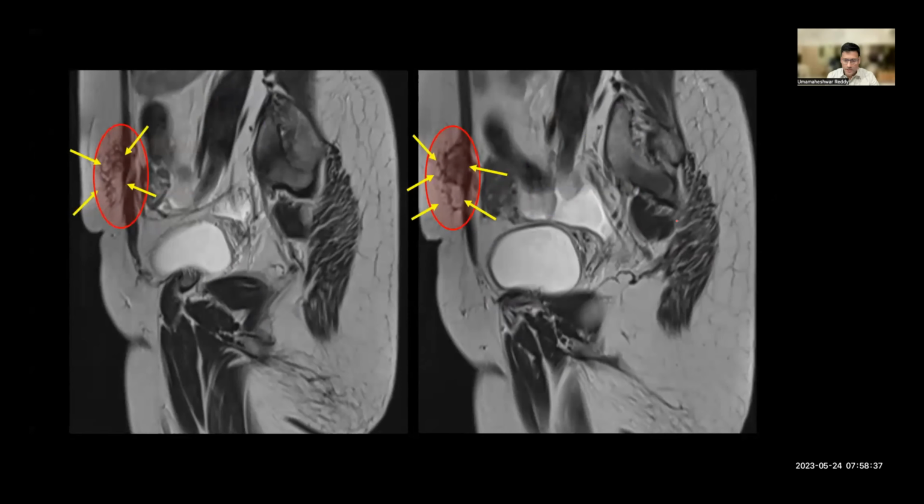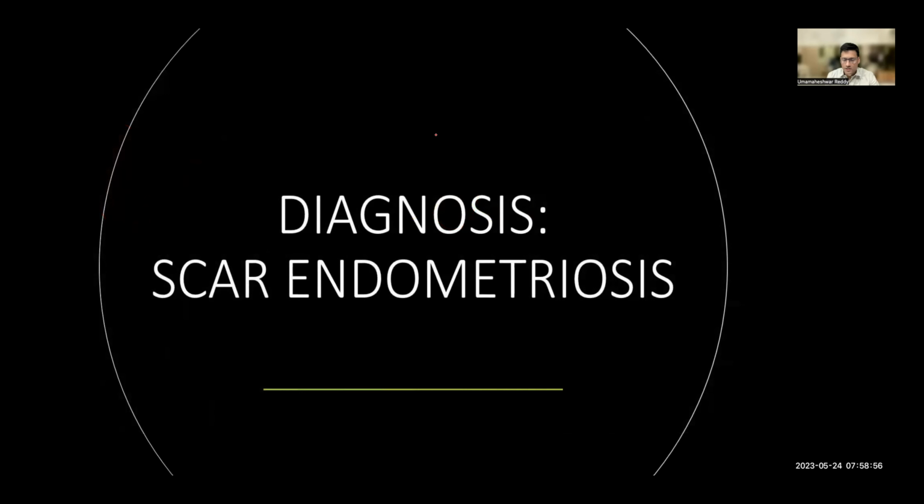So this is the sagittal view, where you can see that heterogeneous lesion predominantly in the subcutaneous plane. Here you could carefully appreciate that it is indenting and involving the rectus muscle. The patient had cyclical pain and a typical previous history of C-section. So this is a case of scar endometriosis.